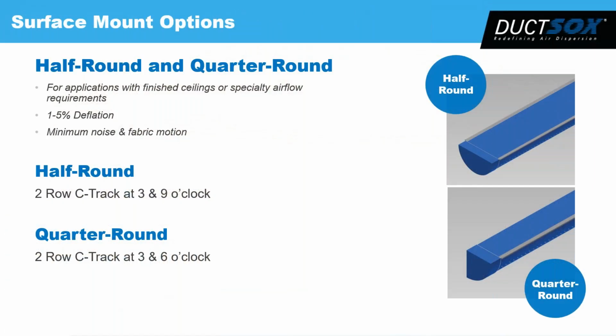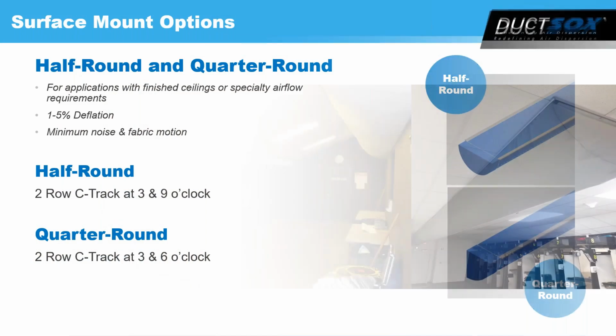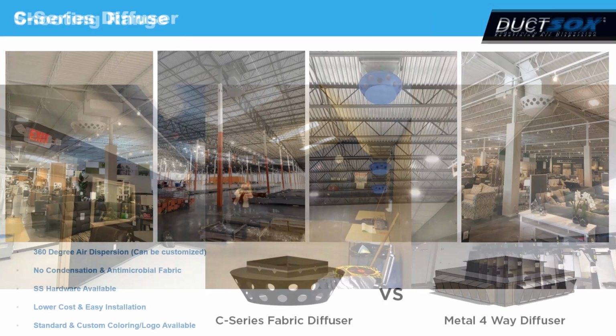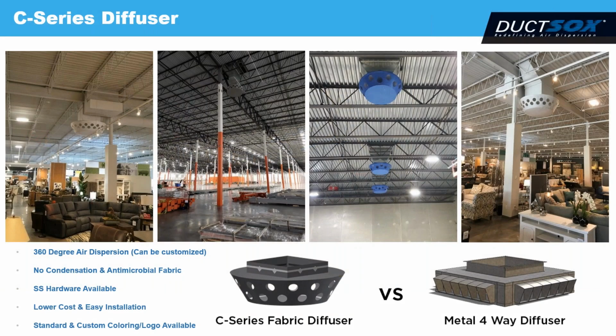Half round, quarter round options as well. So not just totally round. We can get a little bit creative with these. This is a very tight space, like a shooting range with a really low ceiling, and they can put their diffusers right in there. They can also do some C-series fabric diffusers. So for warehouses, we can do a fabric diffuser style as opposed to a metal 4-way diffuser. Some more options there.